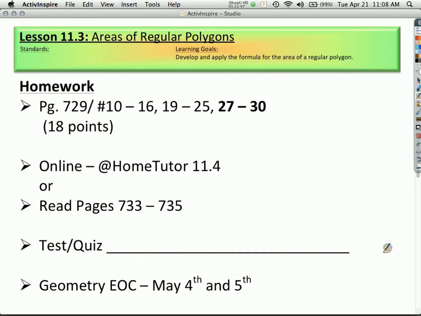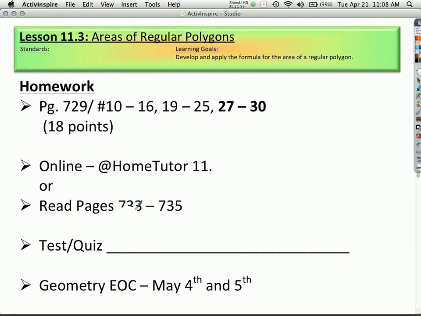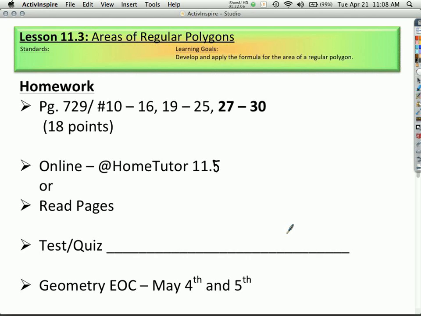I put do the at-home tutor 11.4. That is incorrect. You're going to do the at-home tutor for 11.5, and these are not the right pages. You're going to have to find the correct pages for 11.5. So I decided to skip over 11.4 at the last minute.